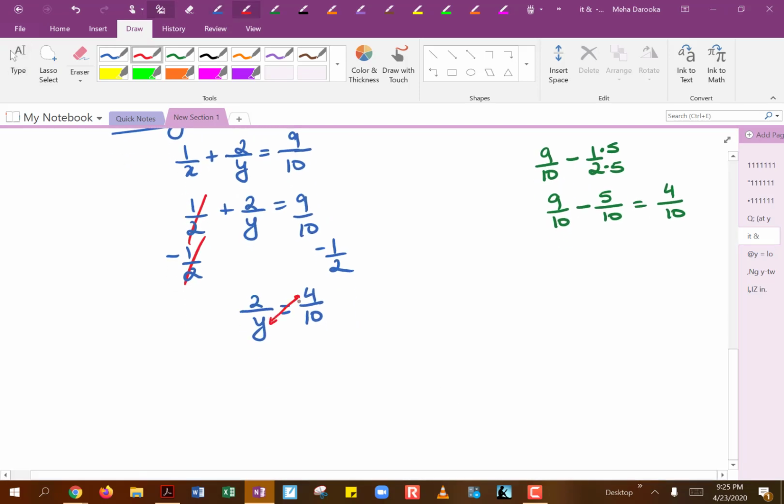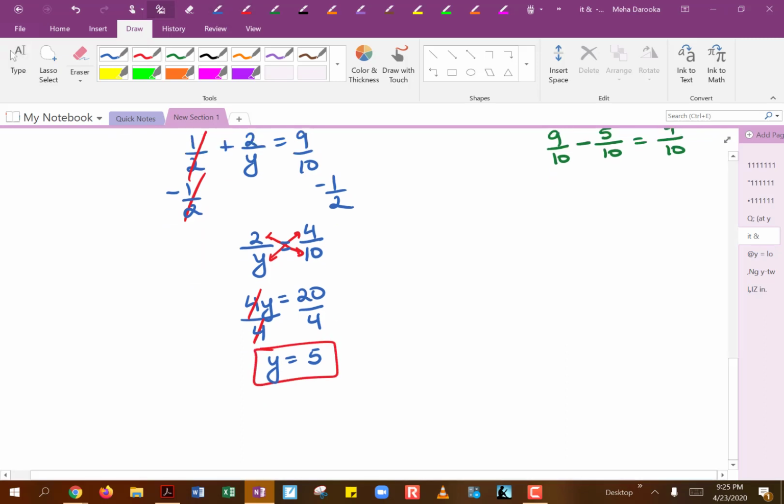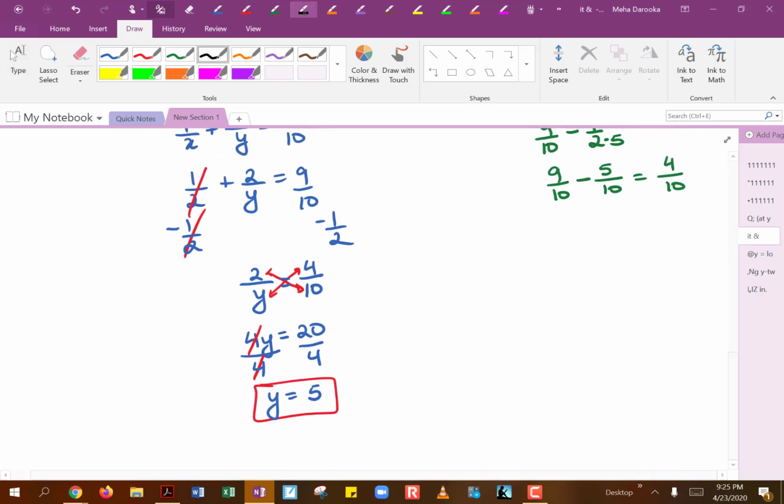Same thing, cross product over here as well. We will end up getting 4 times y, which is 4y. 2 times 10 will be 20. To get y by itself, divide both sides by 4, and you end up getting y equals 5. Okay, there you go. And it's never a bad idea to check your final answers.